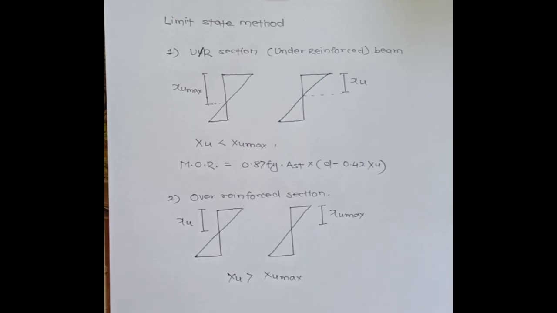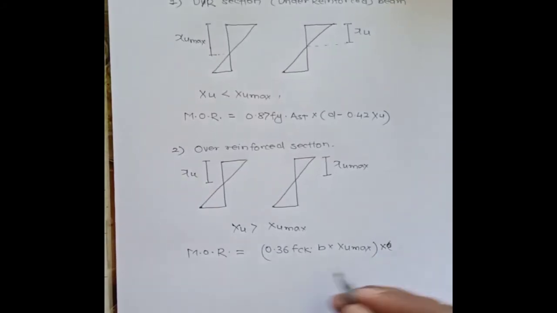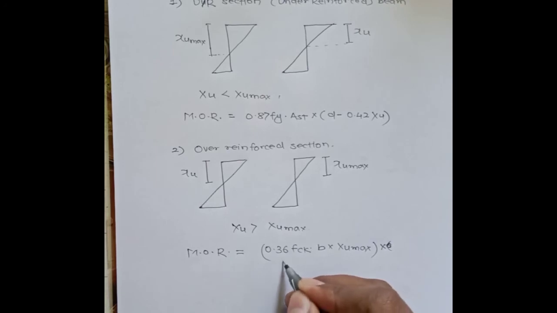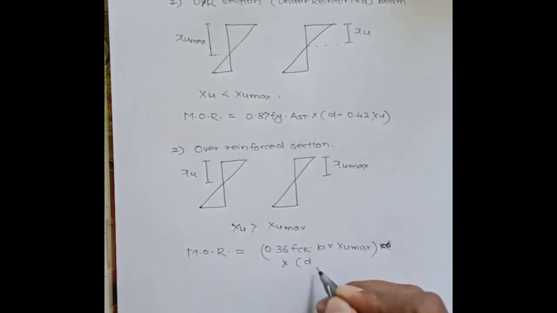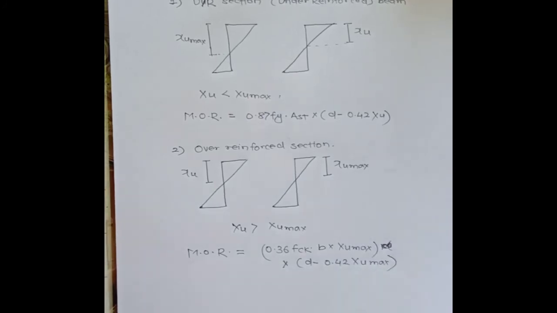So in this condition we can find the moment of resistance by this formula, that is 0.36 fck into b into XU max, bracket close, into, I write down below, d minus 0.42 XU max. And you can note it down.